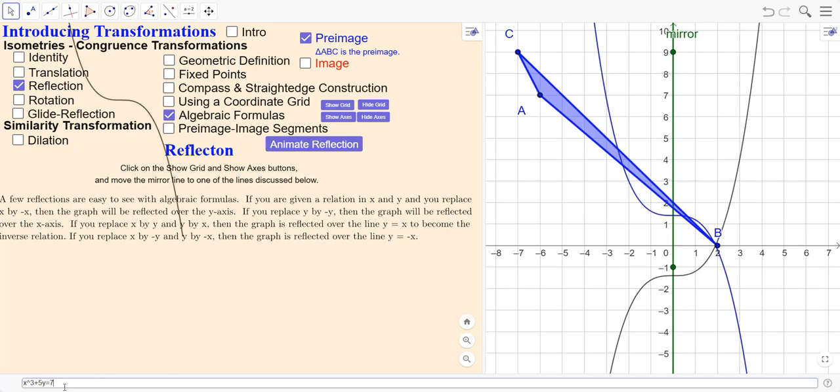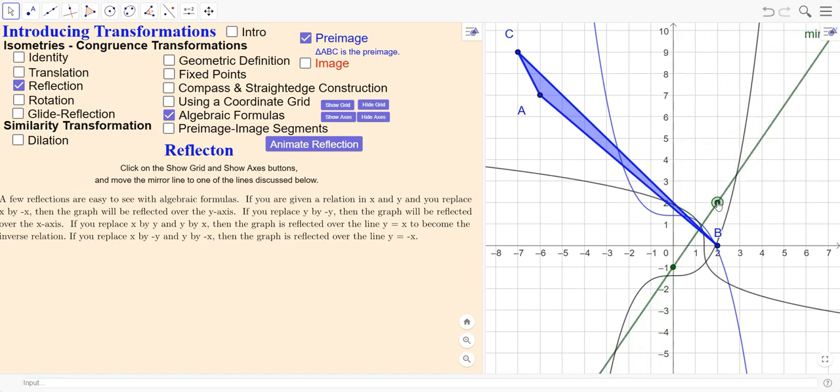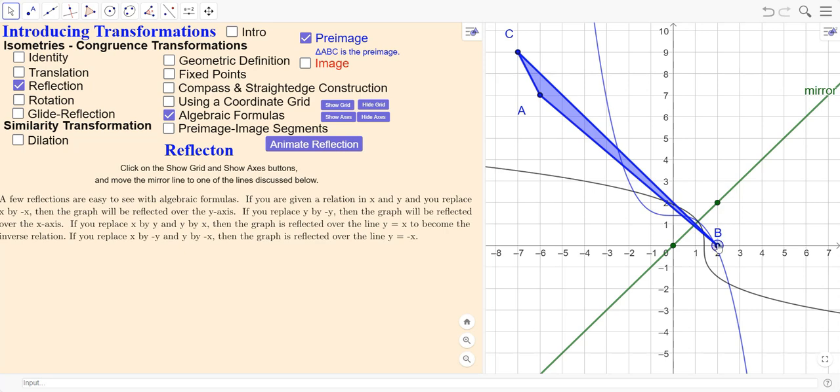If I take my original relation and replace x by y and y by x, that's a reflection over the line y equals x. So let's get this triangle out of the way. I don't really care about it right now. So the black one here is a reflection of this one over this line here.